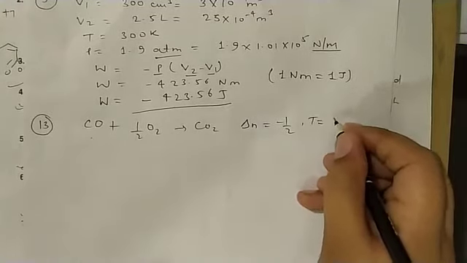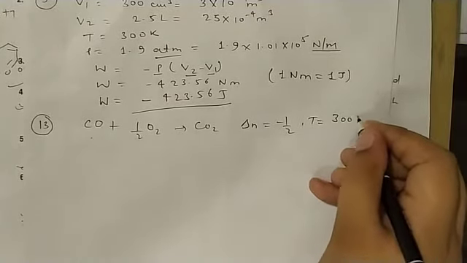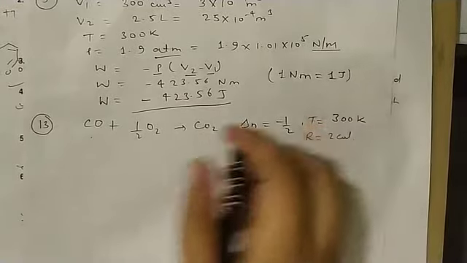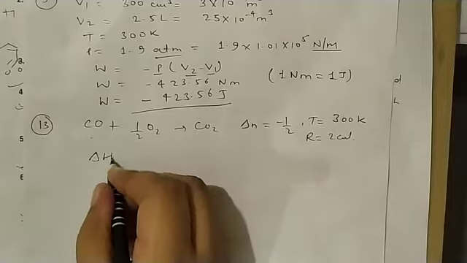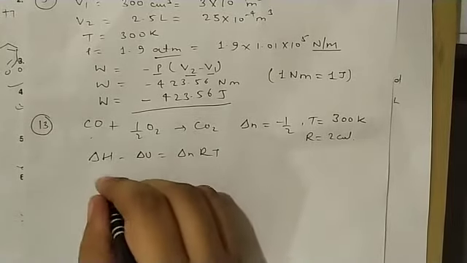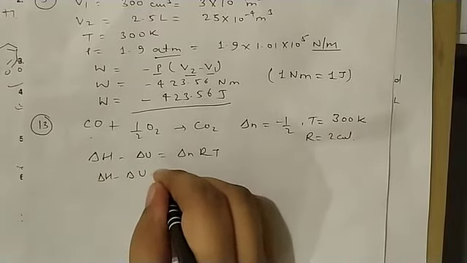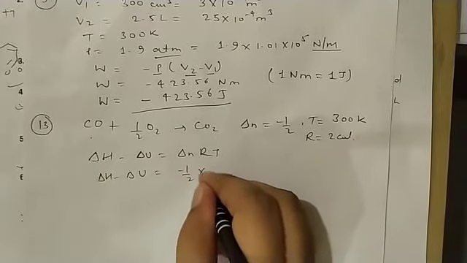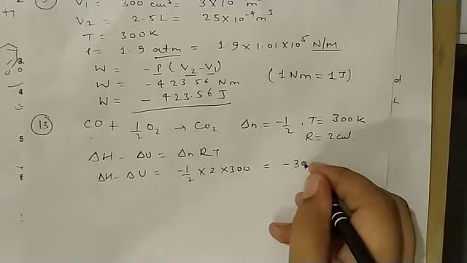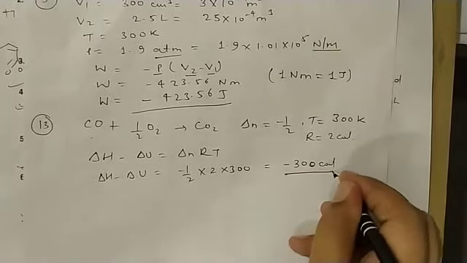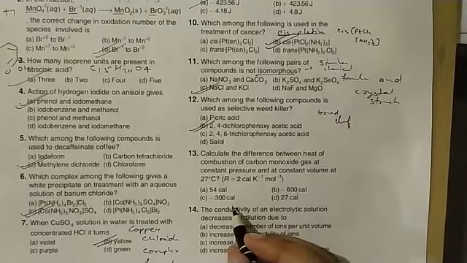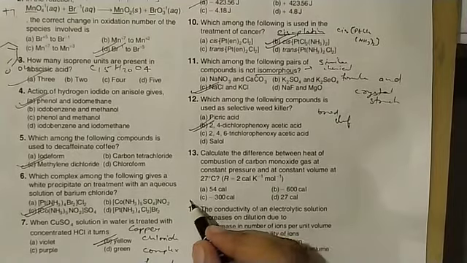Temperature is given, 27 degrees centigrade, which will be equal to 300 Kelvin. The value of R is given as 2 calories per Kelvin. Delta H minus delta U, we know, is equal to delta n RT. Delta H minus delta U will be equal to minus 1/2 into 2 into 300. Its value will be equal to minus 300 calories. The option containing minus 300 calories will be correct. Let us see the options. 300 calories is given in option number C. Option number C is correct in this.